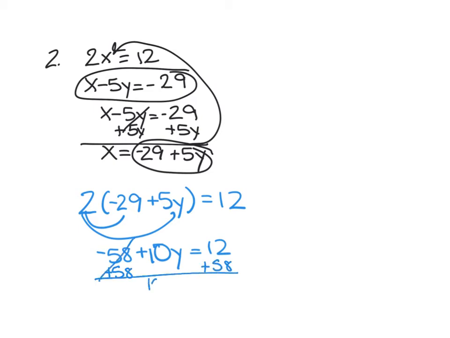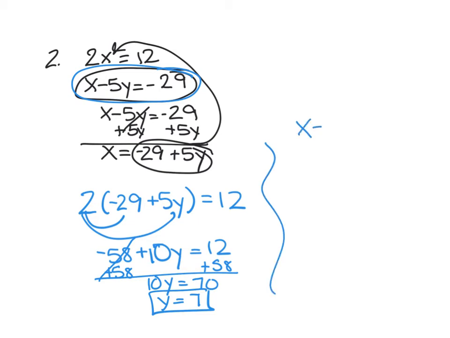All right, so we have 10y is equal to 70, and y is going to be equal to 7. Now let's go back up and plug it in. In this case, I don't have a y in my first equation, so let's go into this one. We're going to take x minus 5 times 7 is equal to negative 29. So we have x minus 35 is equal to negative 29.